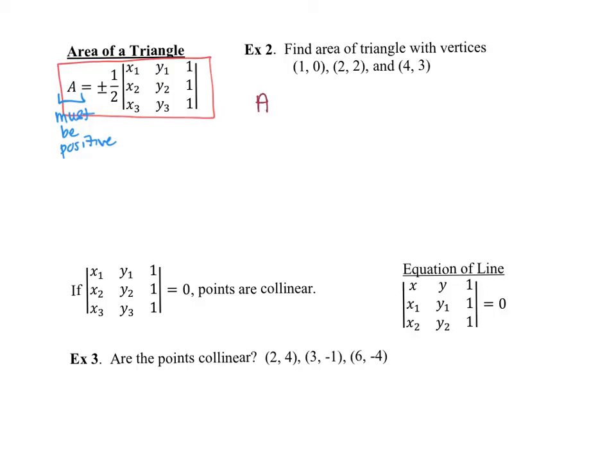Okay, so according to the area, it says plus or minus 1/2. I'm going to leave it 1/2. And then later on, I will go back and fix it based on if it's positive or negative, because they really want me to do absolute value. So it says x1, y1, 1. So for my first ordered pair, I have 1, 0. For the next ordered pair, I have 2, 2. Third ordered pair, I have 4, 3. And then I'm just going to keep that third column always ones.